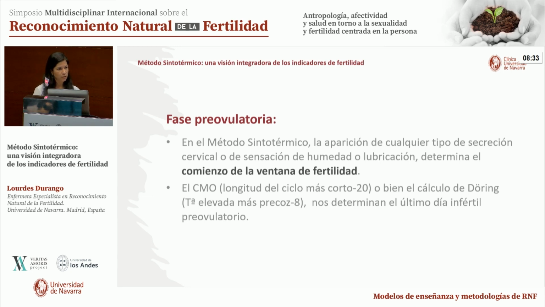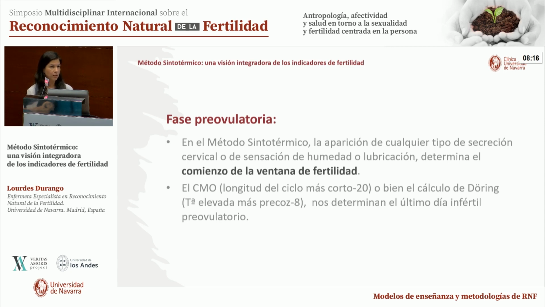The length of the shorter cycle minus 20. This modified Ogino calculation can also be used. We can also use the Döring calculation. What it collects is the important thing to know where the fertility is, not the length of the cycle, but when the ovulation takes place.